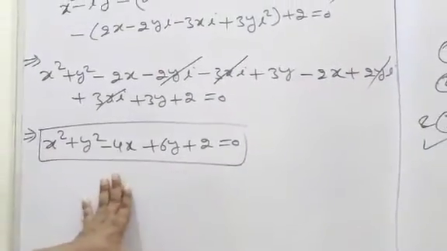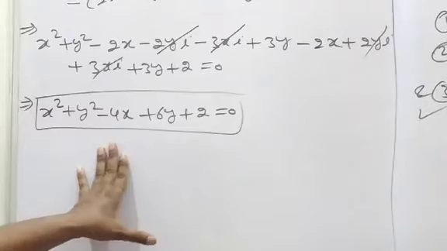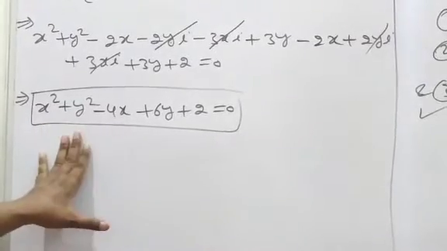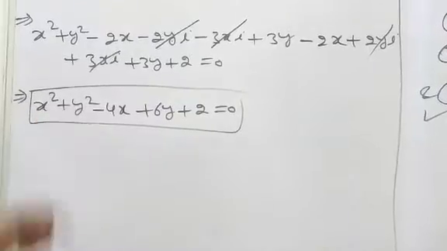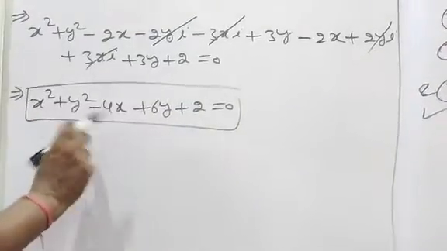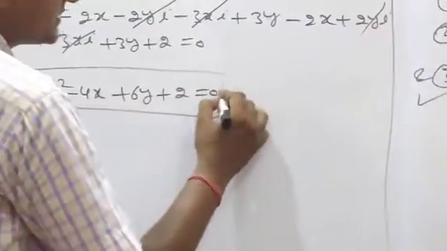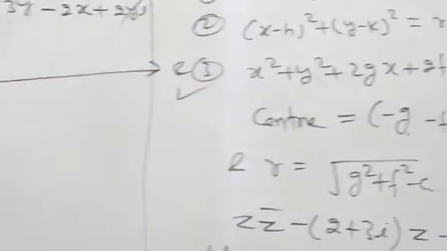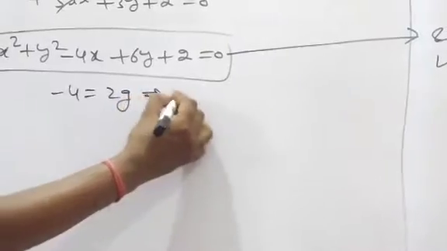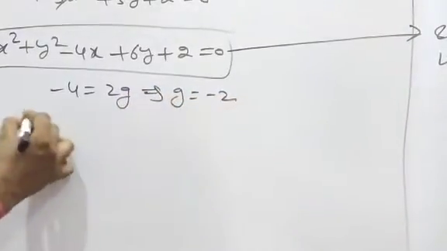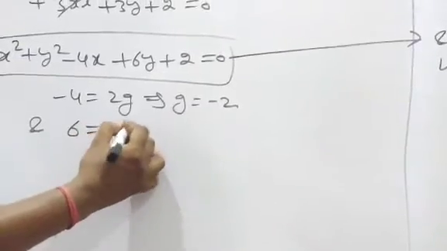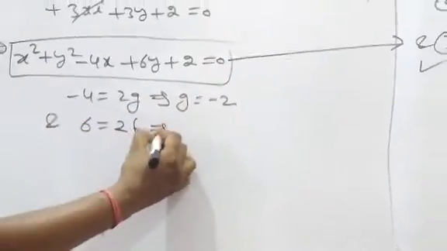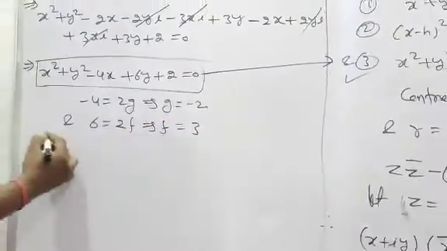Now this is the required equation of circle. Okay? But in this equation we have to find the radius and center of circle. So we have to compare this equation to the formula. Clear? Now here minus 4 is equal to 2g, that is g is equal to minus 2, and 6 is equal to 2f, f is equal to 3.